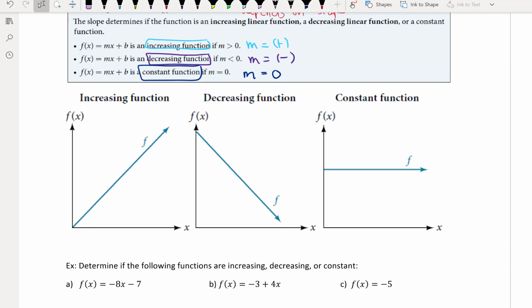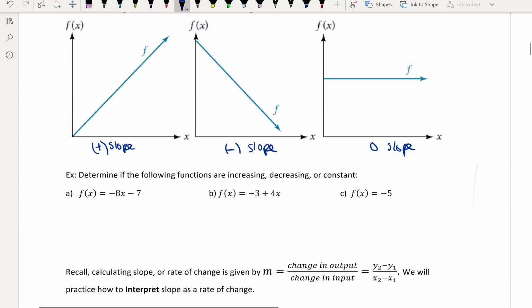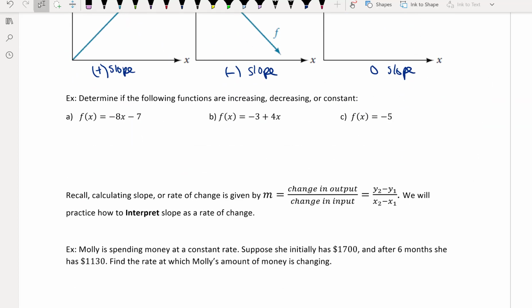So here are some pictures. Increasing, this is my positive slope. My decreasing, that's my negative slope. A constant function, that would be a 0 slope. Okay, so your m is actually equal to 0. So the next example asks you to determine if the following functions are increasing, decreasing, or constant. So in this case, you just want to be focusing on your slope. So here, my slope, m, is equal to negative 8. Well, since it's negative, it's going to be decreasing.